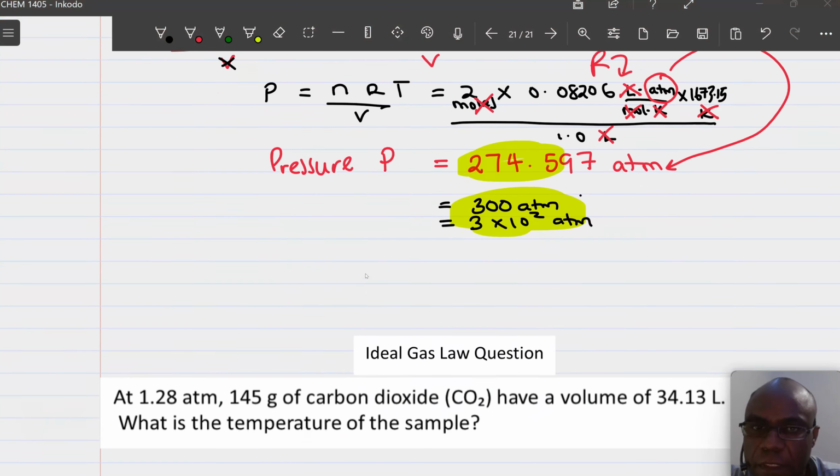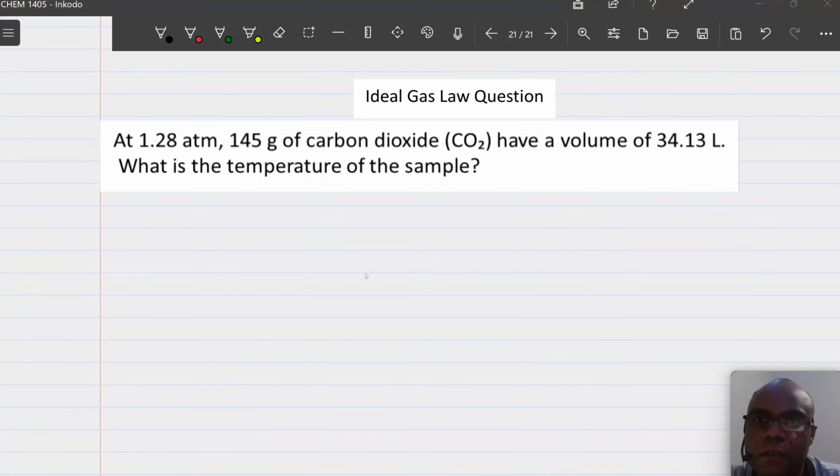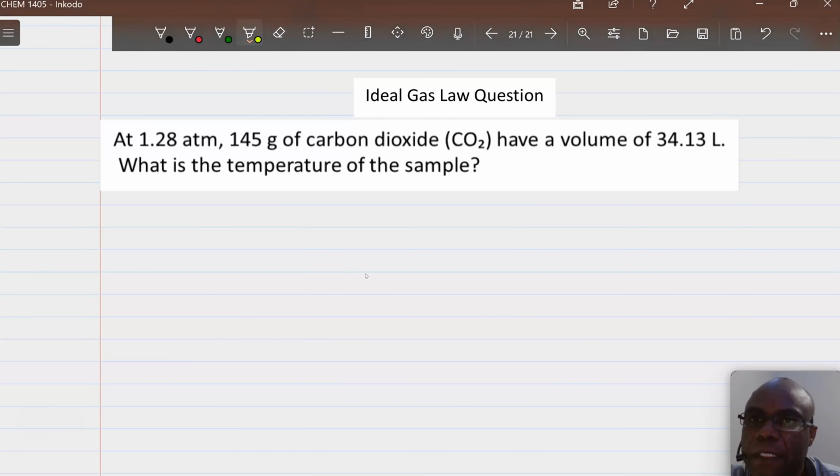Let us do another ideal gas law question. In this question, we are asked: at 1.28 atm, 145 grams of carbon dioxide has a volume of 34.13 liters. What is the temperature of the sample?